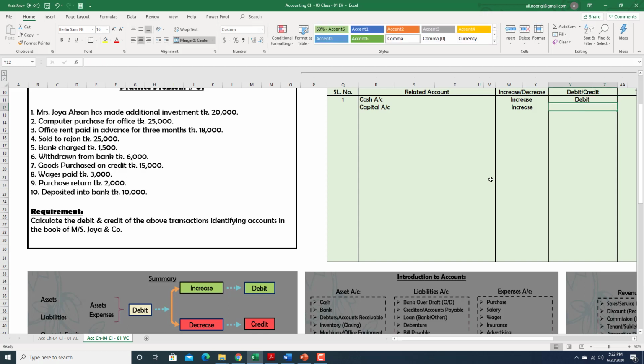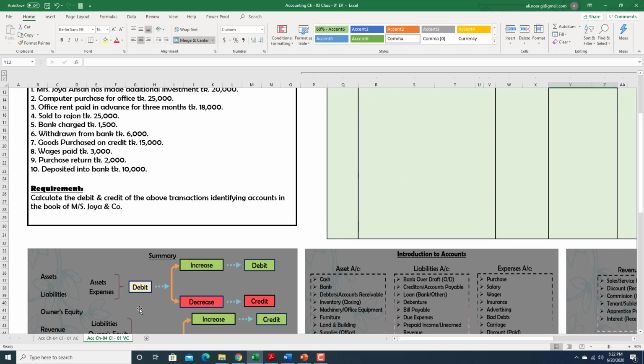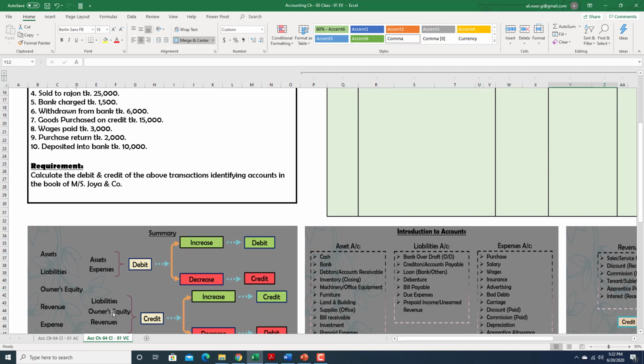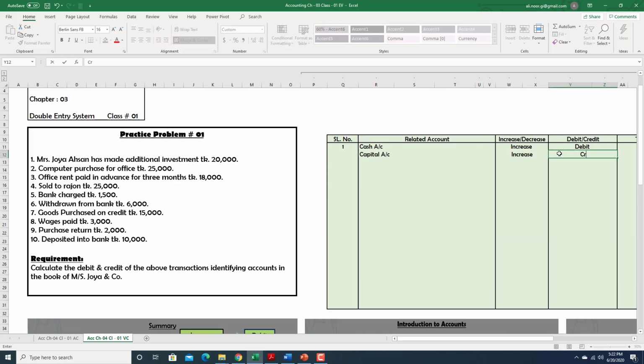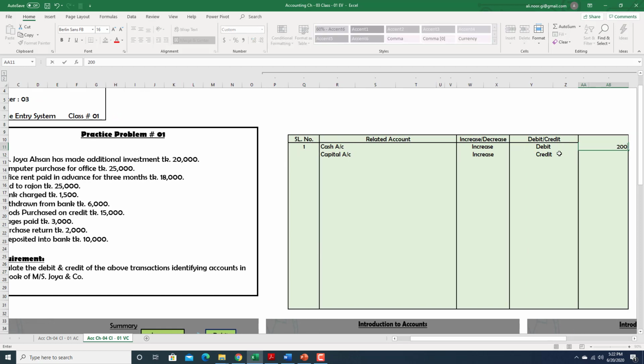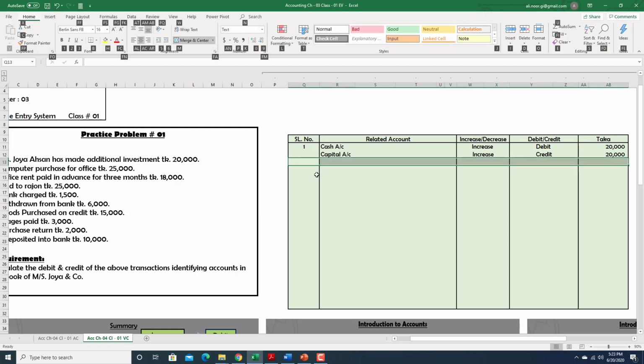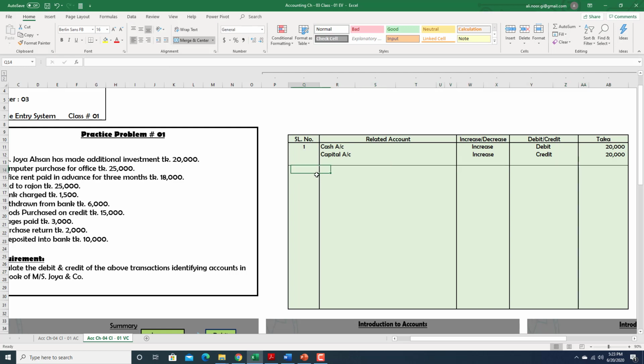Right. Okay, then capital account, it also increased, so we can check here from capital is a category of owner's equity. So owner's equity is a credit account, and credit account when increases we will credit it, so we will write here credit. Okay, and the amount as usual 20,000, and there is nothing new. Okay, so number 1 done. Okay, 2.